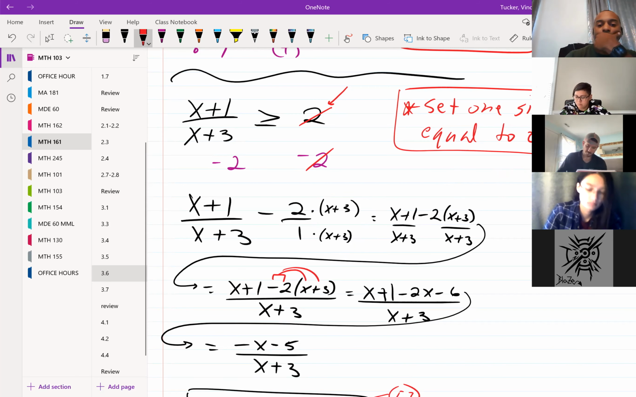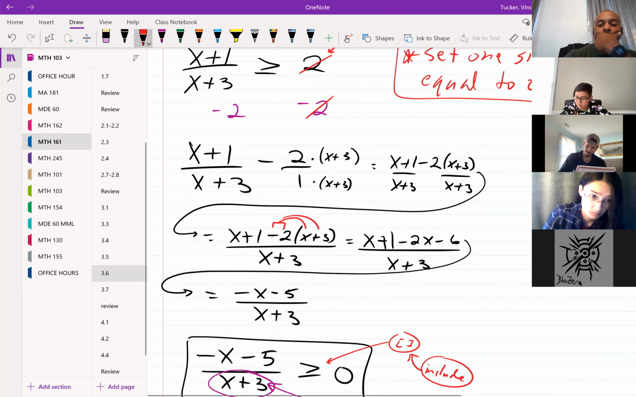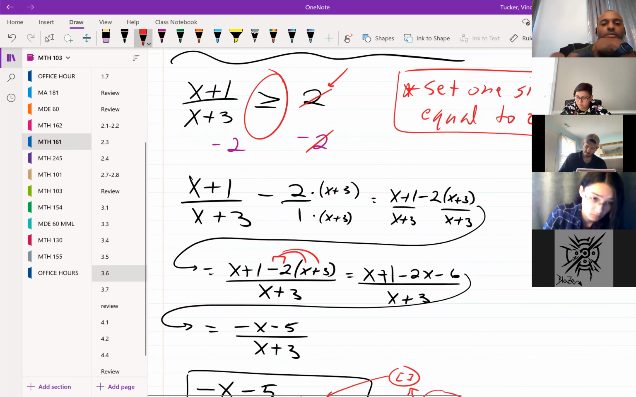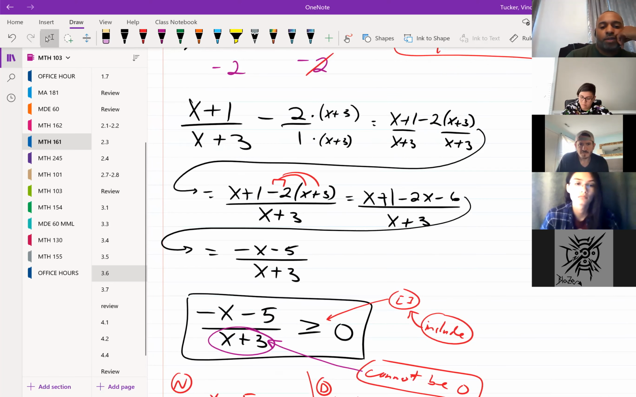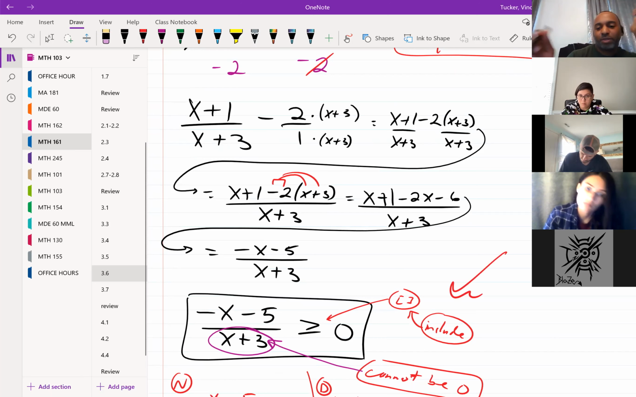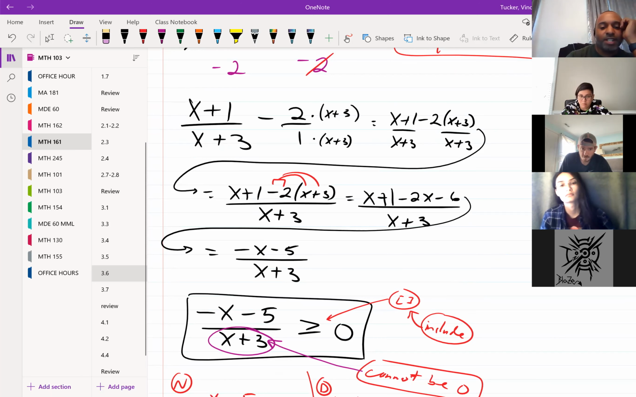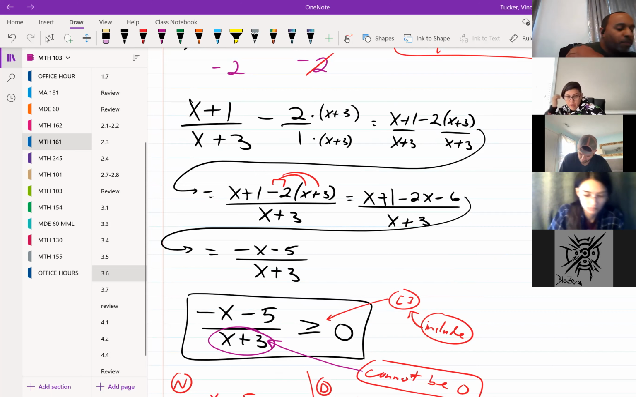All right. So then we put it back. Remember, our relationship was greater than or equal to 0. So we have negative x minus 5 over x plus 3 greater than or equal to 0. I got a lot of little bubbles and stuff going on. I was going to erase stuff, but I'm going to end up putting it back, so I'll just leave it and we'll talk about it when we get down there.